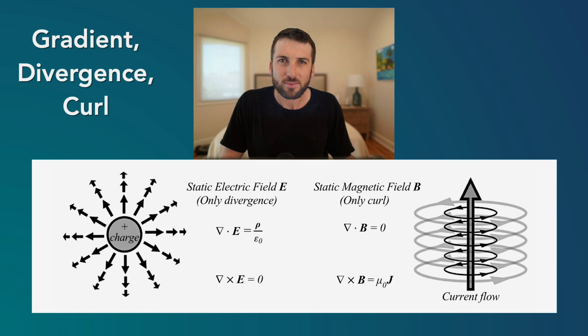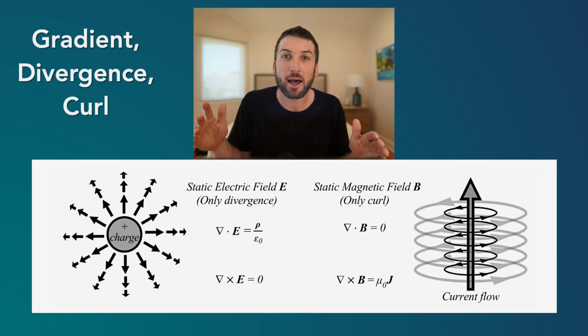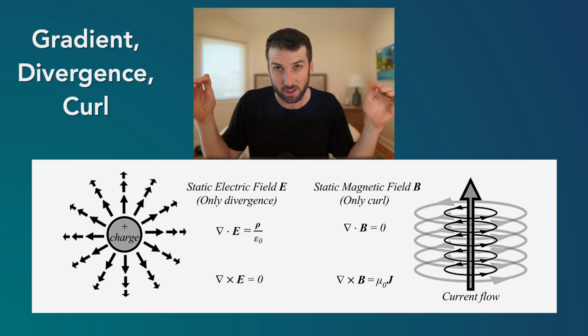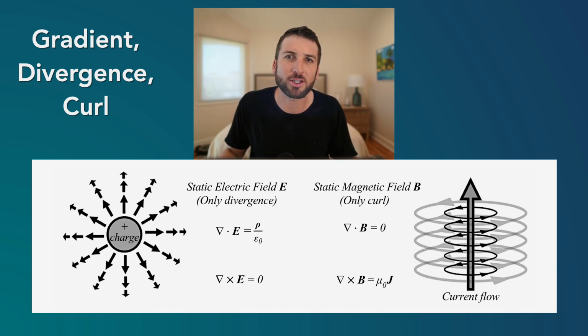So for example, let's consider a static electric field and a static magnetic field. Static means it's not moving, so something in equilibrium. In a static electric field, you can see that the divergence is proportional to rho, which is basically the electric charge density. So how much electric charge is there? The greater the charge, the more divergence, right? There's no curl: the cross product of the electric field is 0. The divergence is proportional to the amount of electric charge.